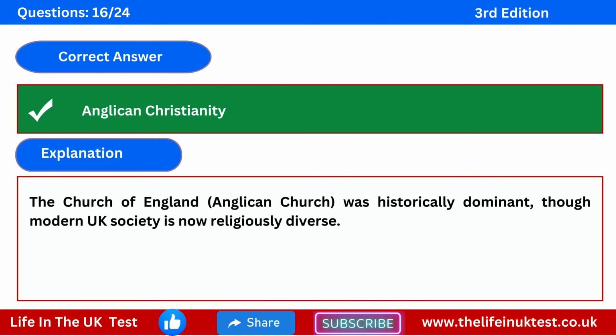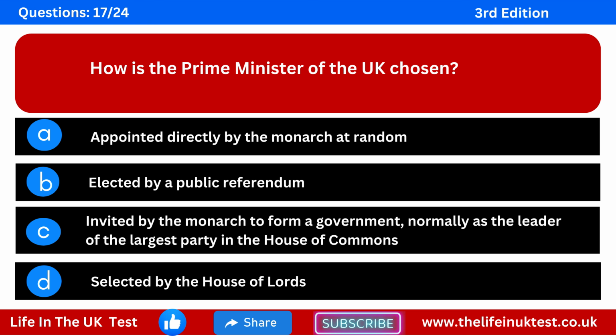The correct answer is Anglican Christianity. Explanation: the Church of England, the Anglican Church, was historically dominant, though modern UK society is now religiously diverse. Question 17. How is the Prime Minister of the UK chosen? Option A, appointed directly by the monarch at random. Option B, elected by a public referendum. Option C, invited by the monarch to form a government, normally as the leader of the largest party in the House of Commons. Option D, selected by the House of Lords.